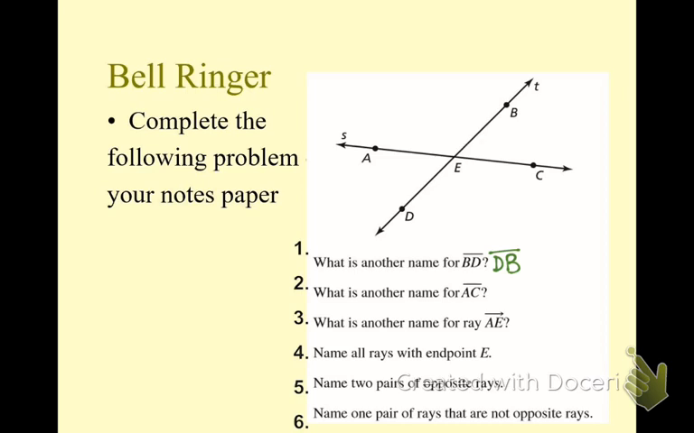AC, what is another name for AC? CA. Line above it. What is another name for ray AE? Let me describe it first. So ray AE, what is the end point we have? A is the end point.